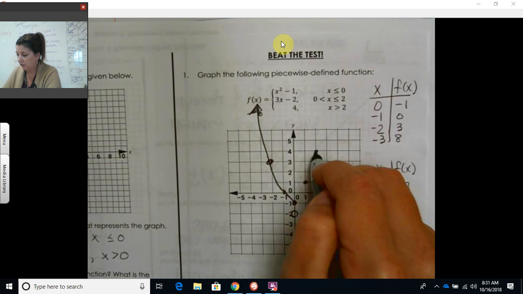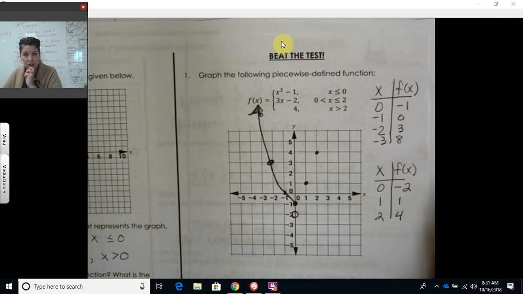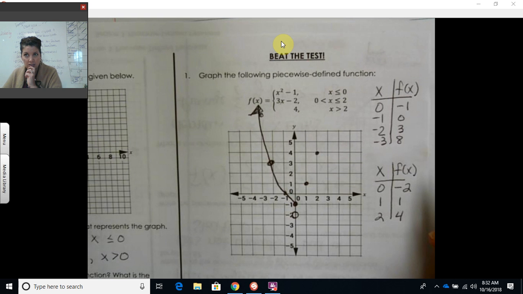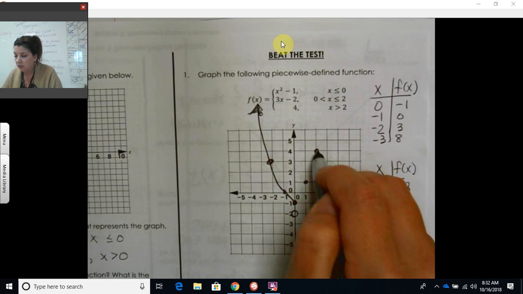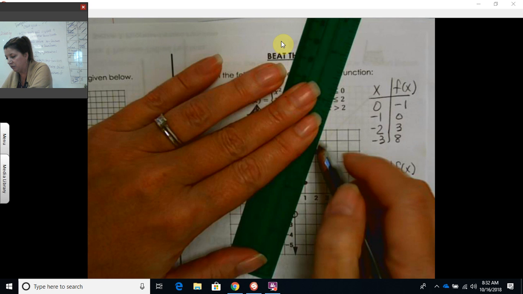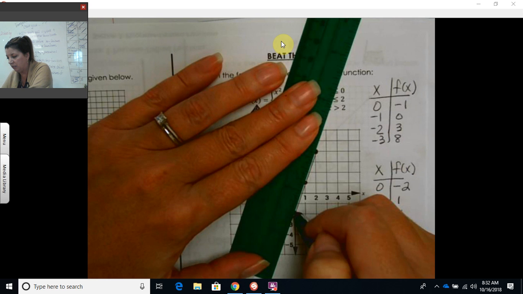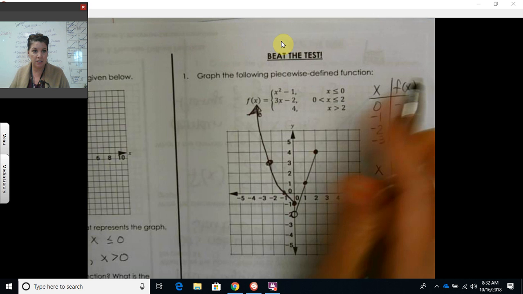Now, while I put arrows on either end, no, because it's only for x values between 0 and 2. And that 2 should be a closed circle. So it's just basically a line segment, yes. It has no x values unless they're between those points of 0 and 2.